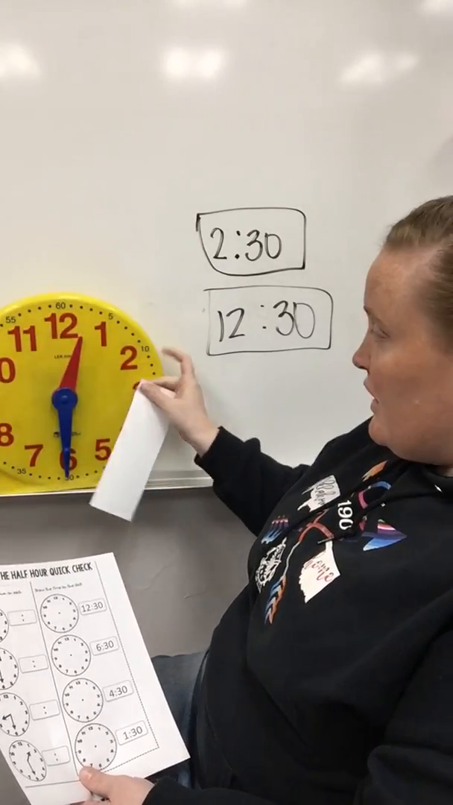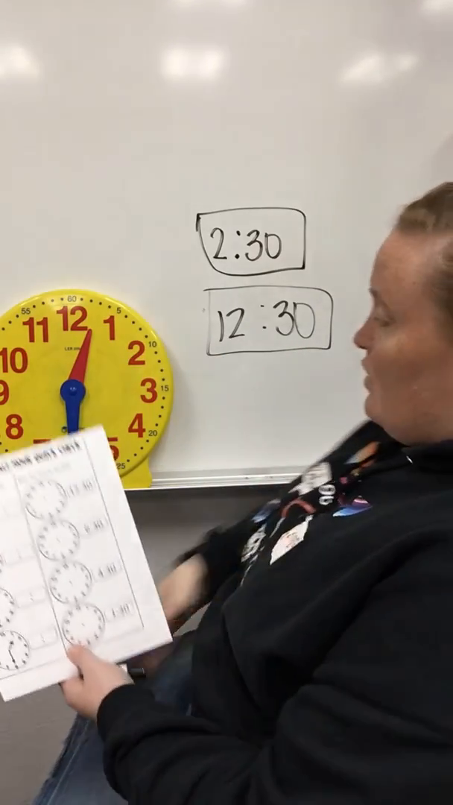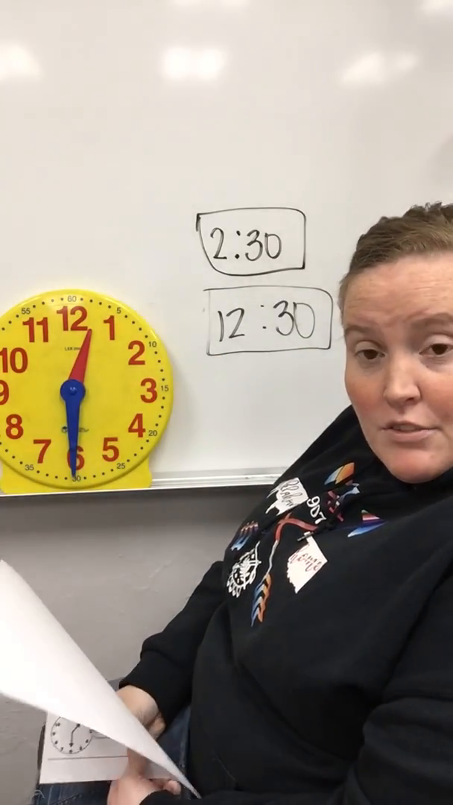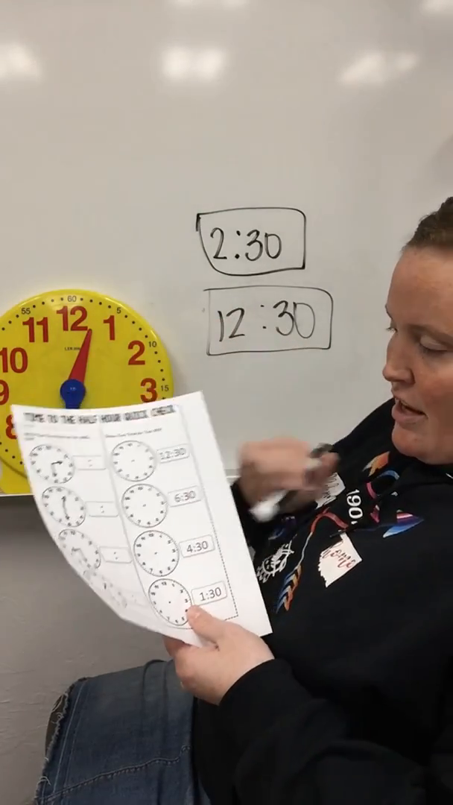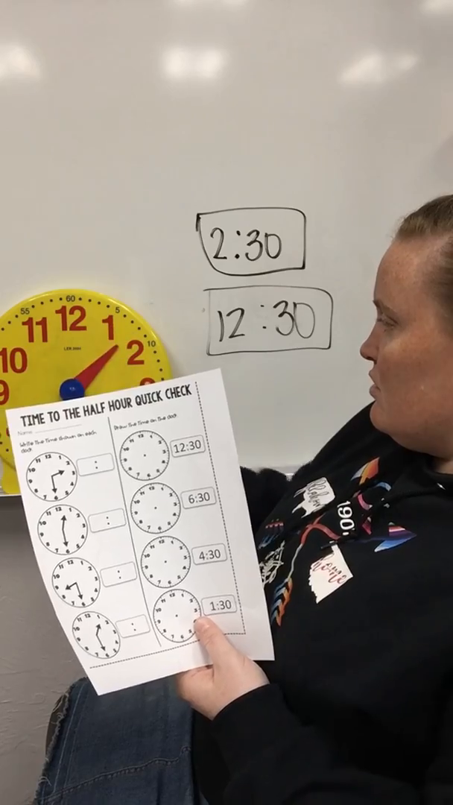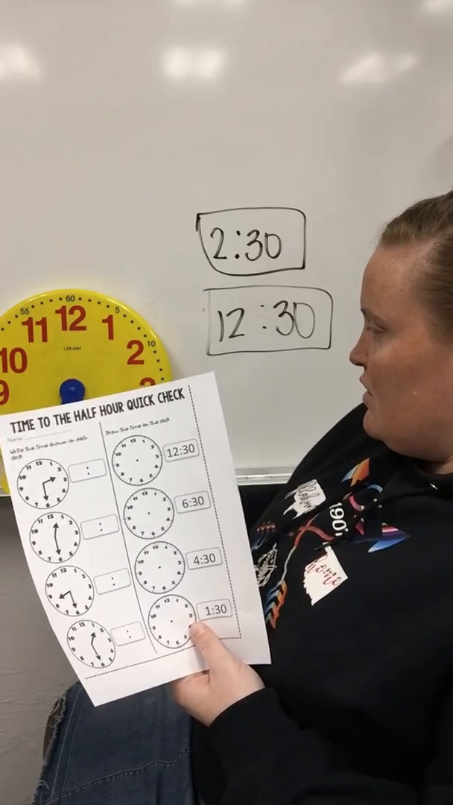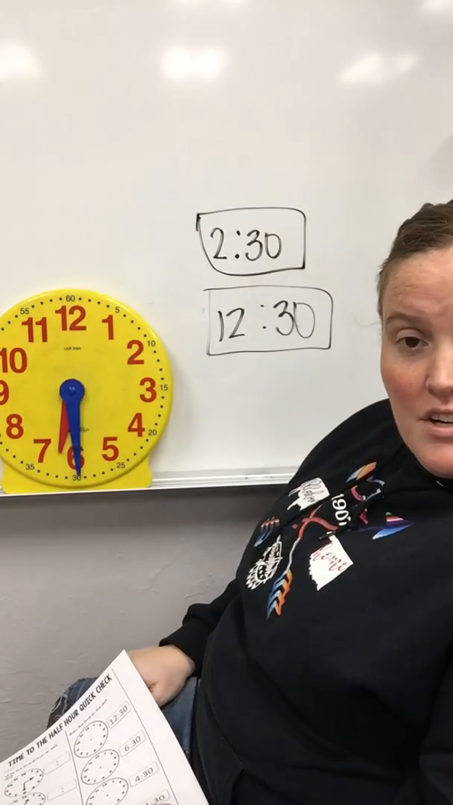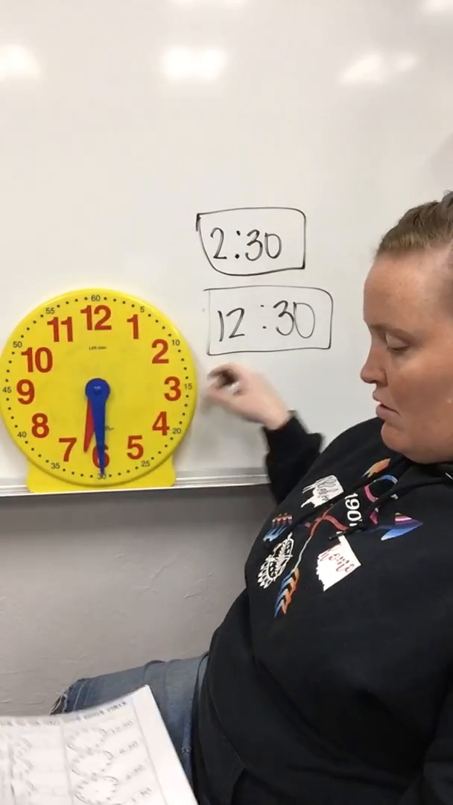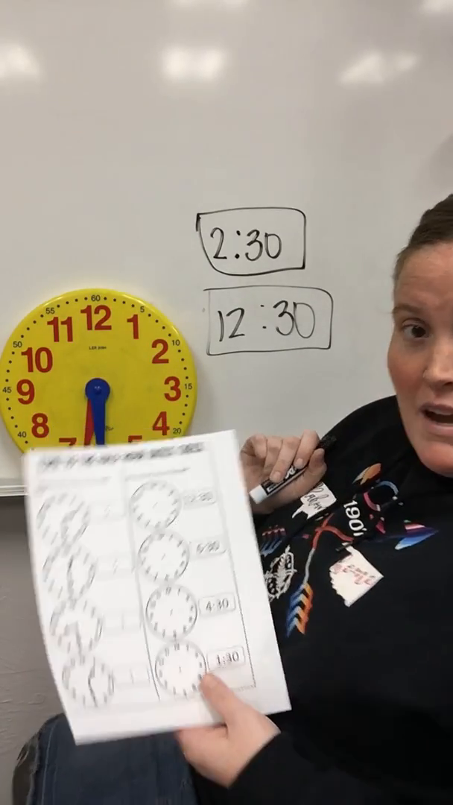Move that out of the way. Sorry, guys. Okay. 12:30 is right there. You'll draw the hour and the minute hand on the clock. Then the next one is 6:30. 4, 5, 1 more, 6. 6:30. You'll draw that on over here, okay? That's all you have to do, and then you'll be done with math for today.